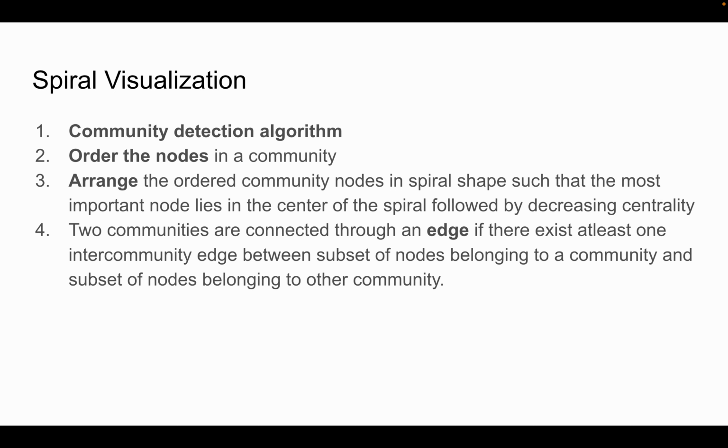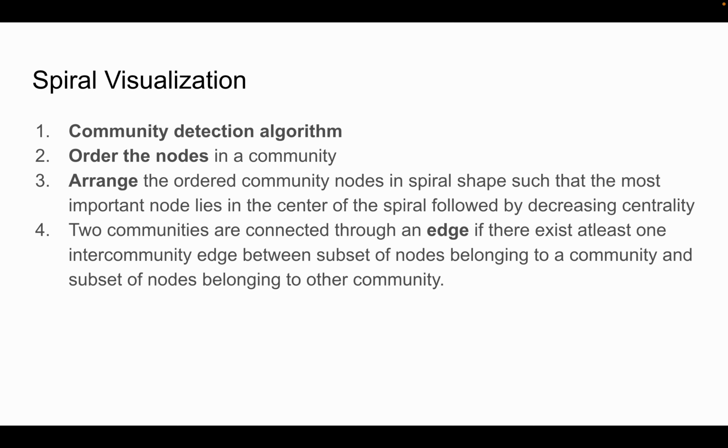Now, spiral visualization. First of all, we will discuss the underlying concepts of spiral visualization. The spiral visualization is constructed using the following steps. First of all is the community detection algorithm. A large graph data is taken as input and a community detection algorithm is applied. A community detection algorithm divides the graph data into groups of nodes. These nodes are more connected within than the rest of the network.